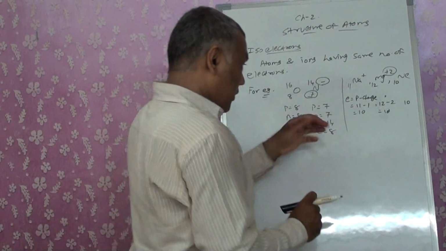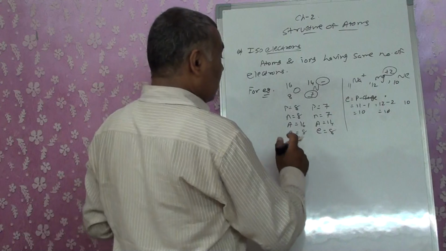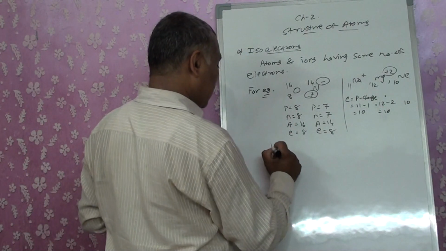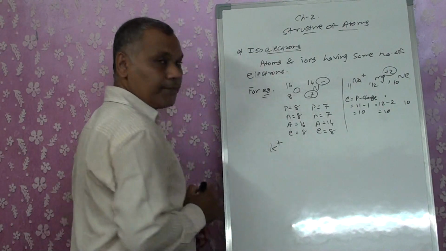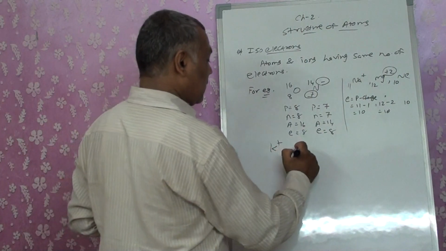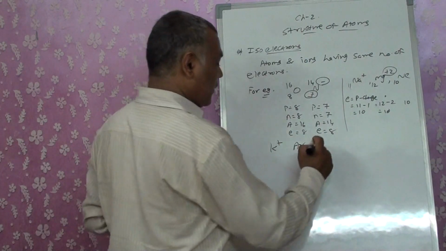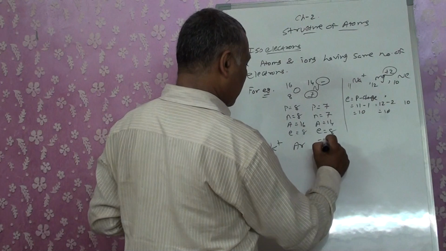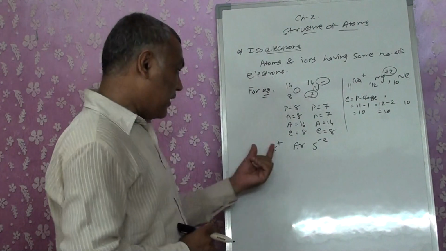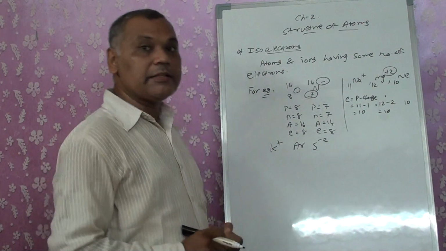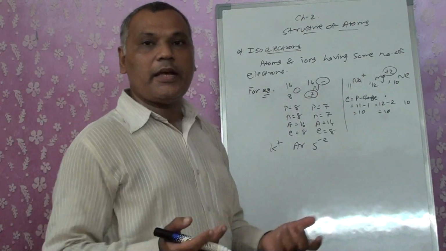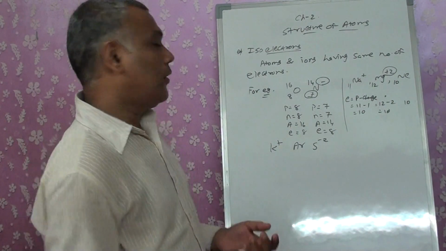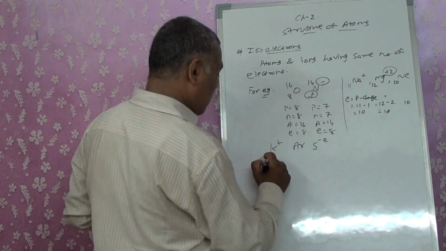Okay. Another example. In this, let's take K plus. We are taking it as K plus. Another one is argon, and the another one is S minus 2. See, one is positive, one is neutral, one is negatively charged. Still they are having same number of electrons. So what are we going to get here?